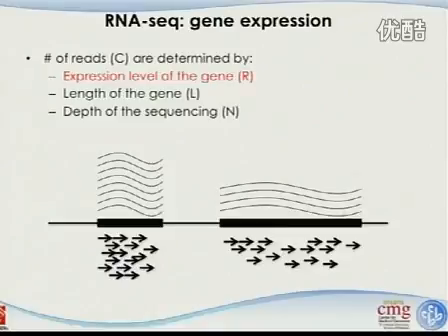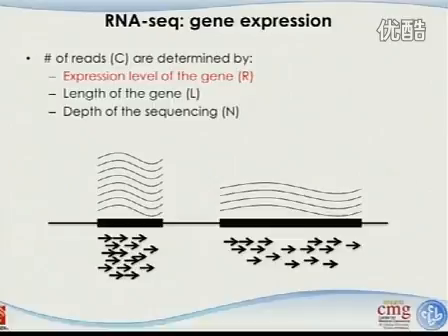So we know that the number of counts that we detect is determined by a couple of factors. The first one is the level of expression of the gene. So some genes express more than others, and of course, the more it is, the more reads that we'll detect. And the second one is the length of the gene. The longer genes have the potential to show more reads.